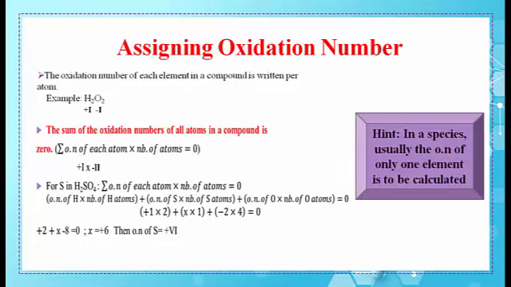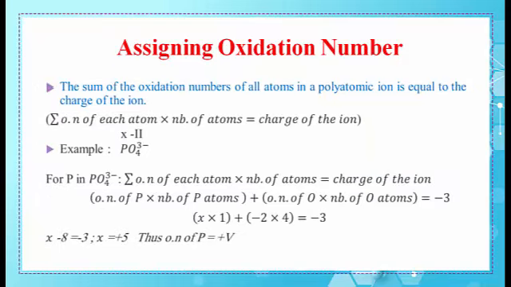Here it's important to note that in a species, usually the oxidation number of only one element is to be calculated. Now, the sum of all the oxidation numbers of all atoms in a polyatomic ion is equal to the charge of the ion. Means that the sum of the oxidation number of each atom times the number of atoms is equal to the charge of the ion.